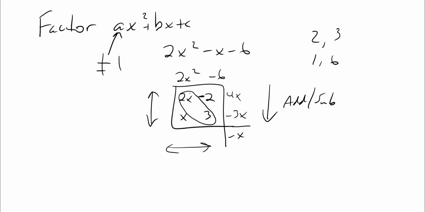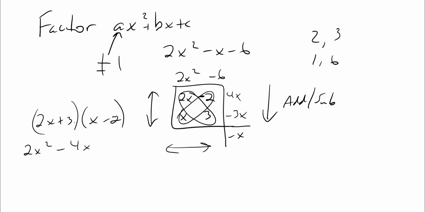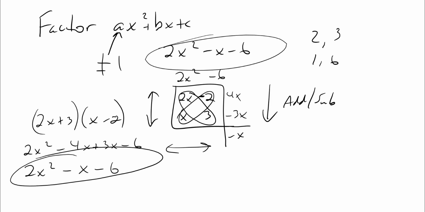That's the answer: 2x plus 3, x minus 2. And remember I told you, math fans, it's super easy to check these problems. Literally you do FOIL, and you get 2x times x is 2x squared. 2x times negative 2 is negative 4x. 3 times x is 3x. And 3 times negative 2 is negative 6. So you want to get 2x squared minus x minus 6, which is exactly what we have here. Now you don't have to do that, but it's a really convenient 15-second way to check your answer. All right, so let's try more examples.